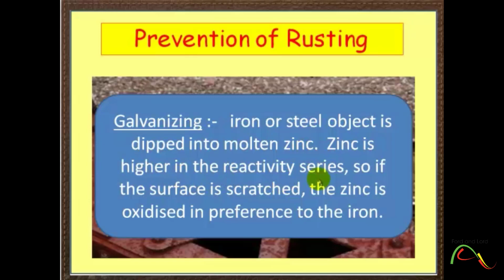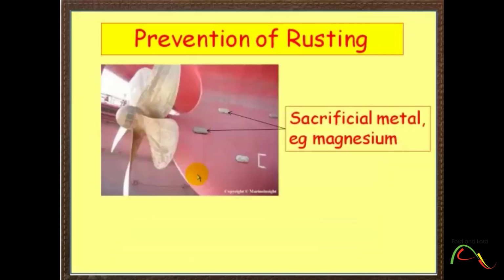Now as we know, zinc is high in the reactivity series, so long as the surface is intact, it's okay. If the surface is scratched, what happens is, because zinc is higher, it's the zinc that reacts with the oxygen rather than the iron. Okay? Zinc is reacting with the oxygen rather than iron, so it's protecting the iron beneath. Now there's a very special term we have for that, it's called sacrificial metals. They are in effect sacrificing themselves.